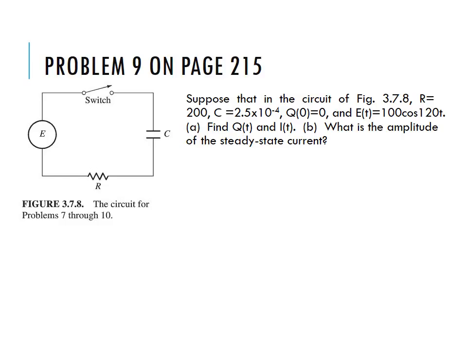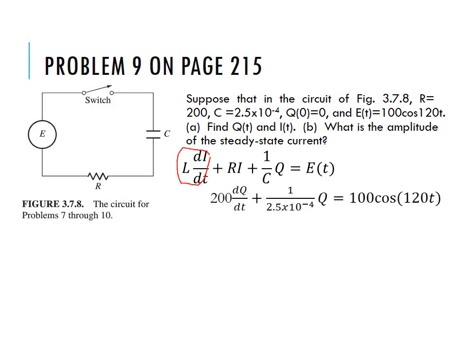We want to find the charge in the circuit as a function of time, and the current in the circuit as a function of time, and then we want to find the amplitude of the steady state current. So here's our standard differential equation that you start out with each time, but in this case, this term right here is equal to 0, and so that goes away, and then I put in the definition of I as the change in charge with respect to time, R is 200, C is this value, and E is this value.